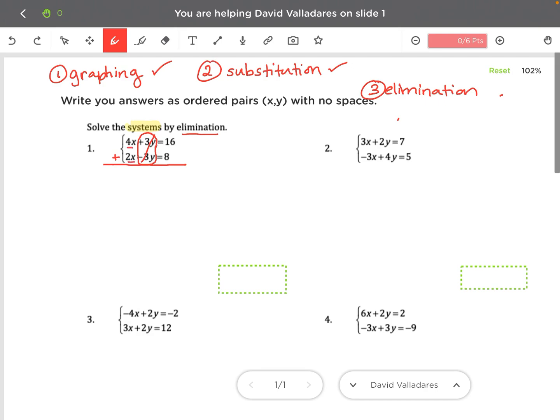So 4x plus 2x gives me 6x. And then I add over here, 16 plus 8 gives me 24. Now I just solve this equation for x by dividing by 6. 24 divided by 6 is 4. And I've got my first variable, x equals 4. Now I still have to go back and solve for y, because I have to get x and y. But I'm done with the first one, and I've got x, which is awesome.